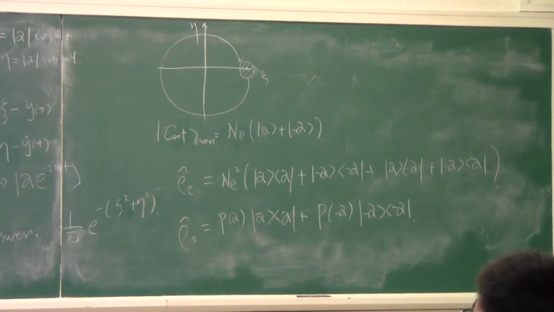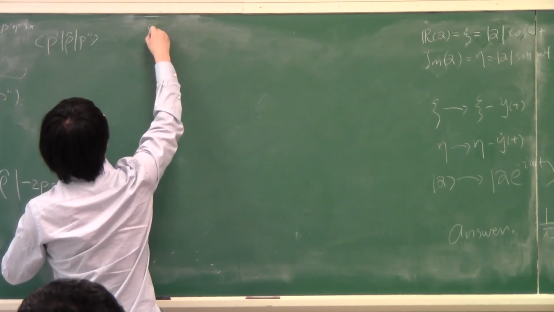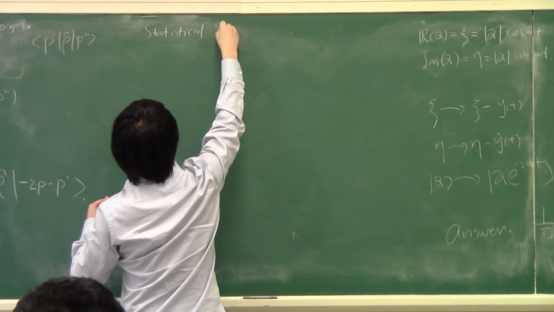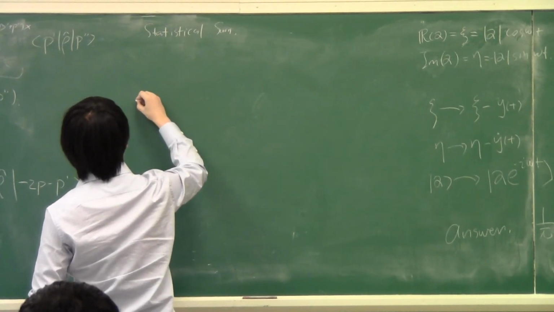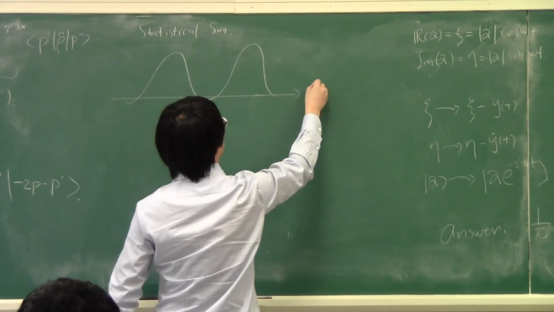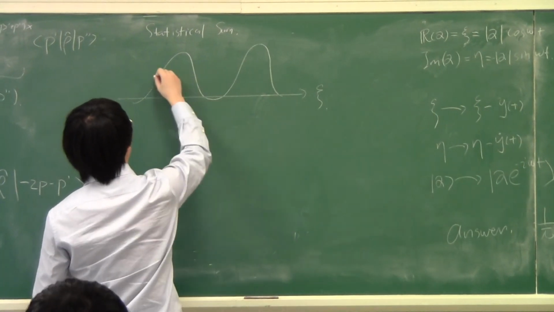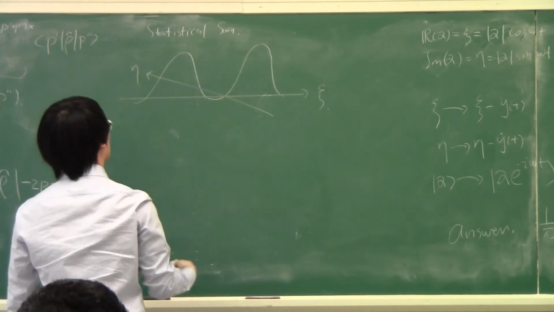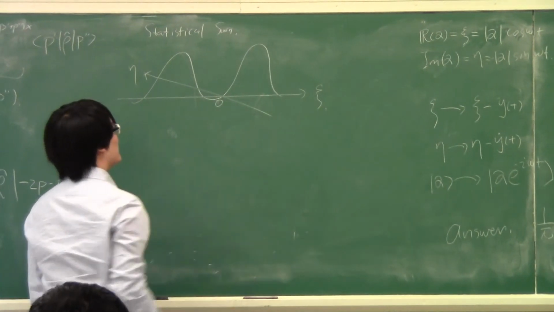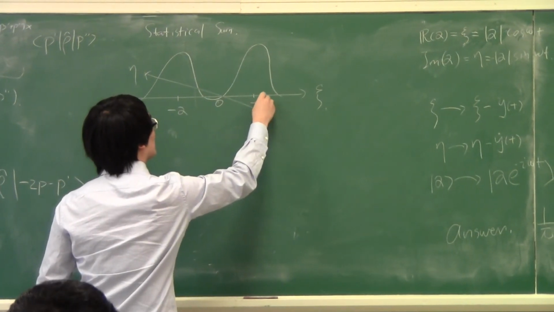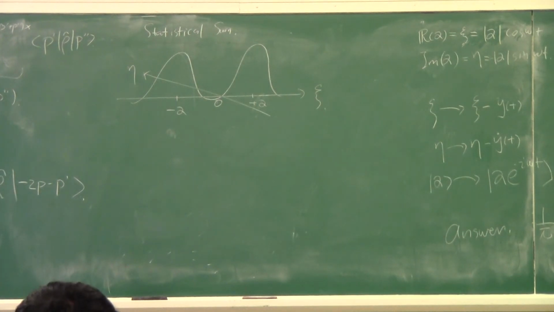And let me try to draw a 3D picture. So for the statistical sum, we have something like 2 Gaussians. And here is the C-axis, and maybe I take this to be the theta axis. So yeah, I give up. Anyway, there are two Gaussians localized, centered around minus alpha and plus alpha, where we have taken alpha to be real. This is for the statistical sum.